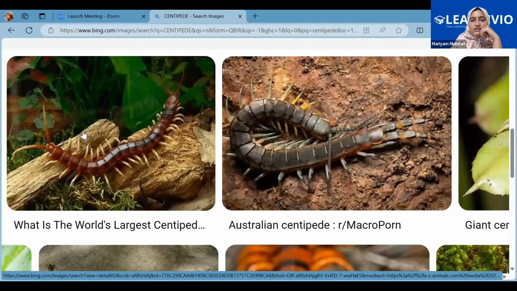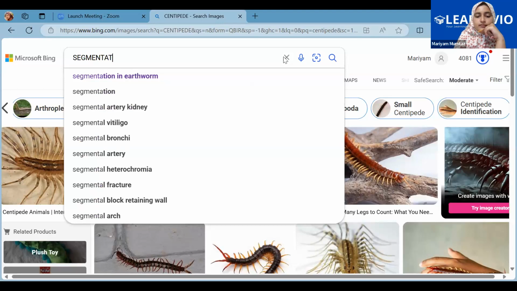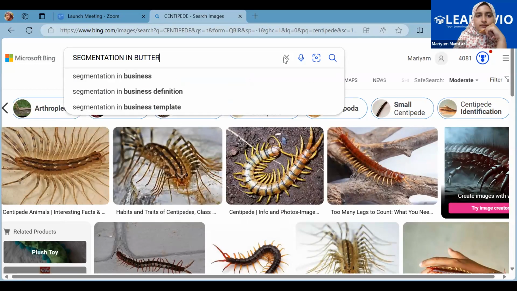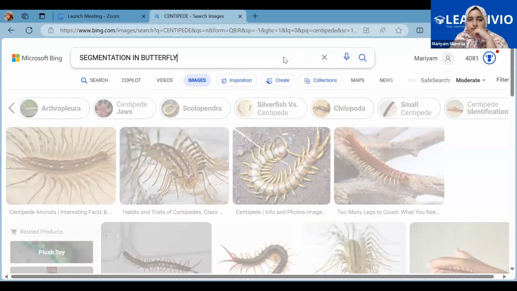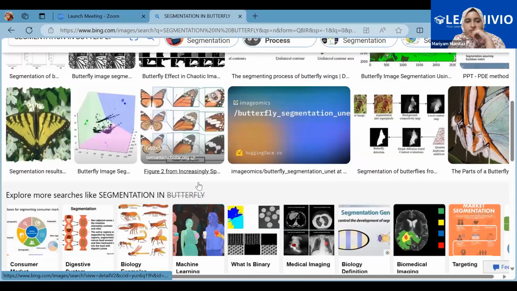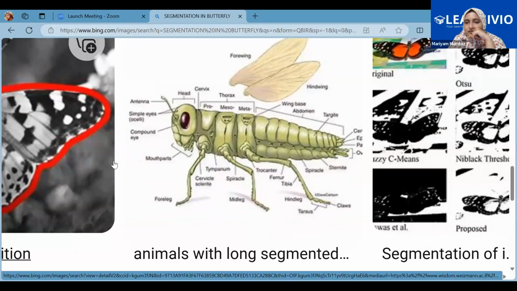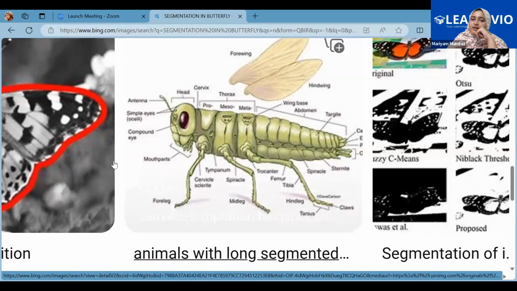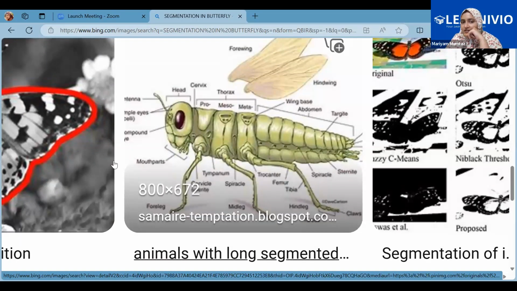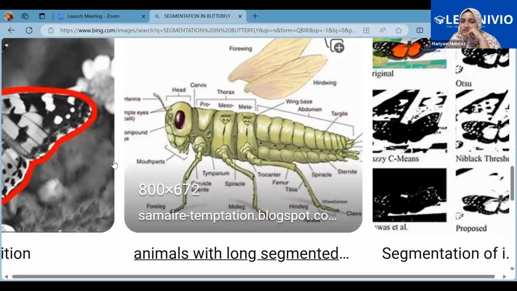Okay, we can see segmentation in the case of butterfly also. Segmentation in butterfly. Here, do you see the segments? This is not a butterfly, but butterfly belongs to the same phylum as this particular insect, whether it is a mosquito, a house fly, or any kind of flies of that sort. So do you see these segments on the body? This is what I mean by segmentation.